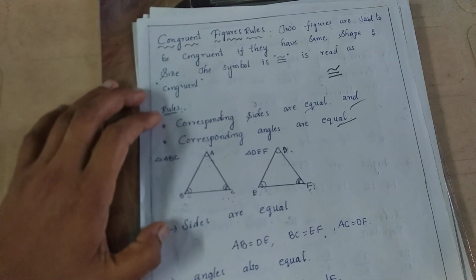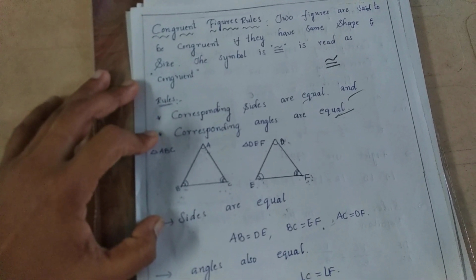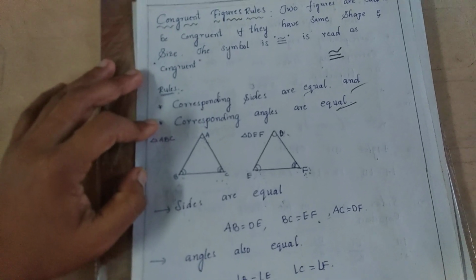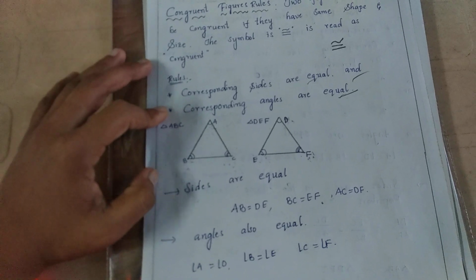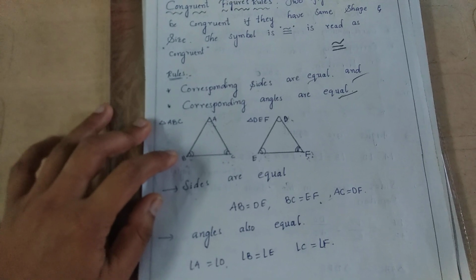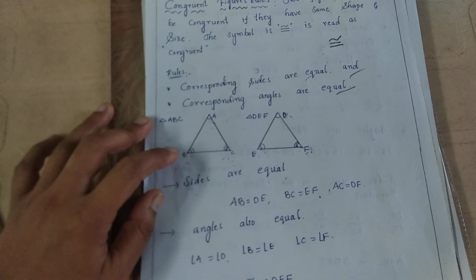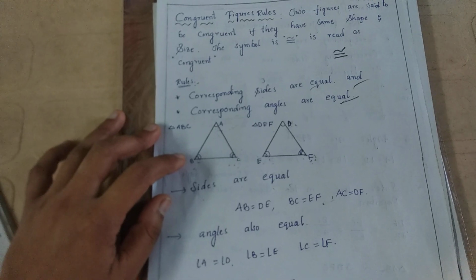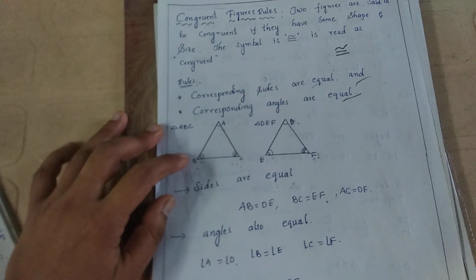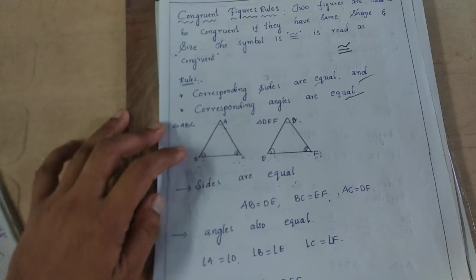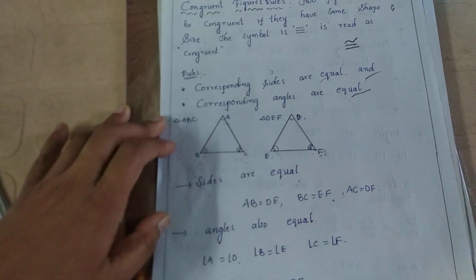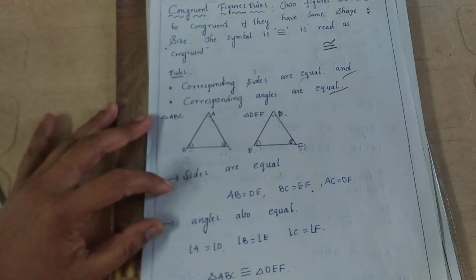Okay, so the rules: corresponding sides are equal and corresponding angles are also equal. Here I take two triangles, triangle ABC and triangle DEF. Your wish, children, you can take PQR or XYZ, another triangle. I will take triangle ABC and triangle DEF. So sides are equal.